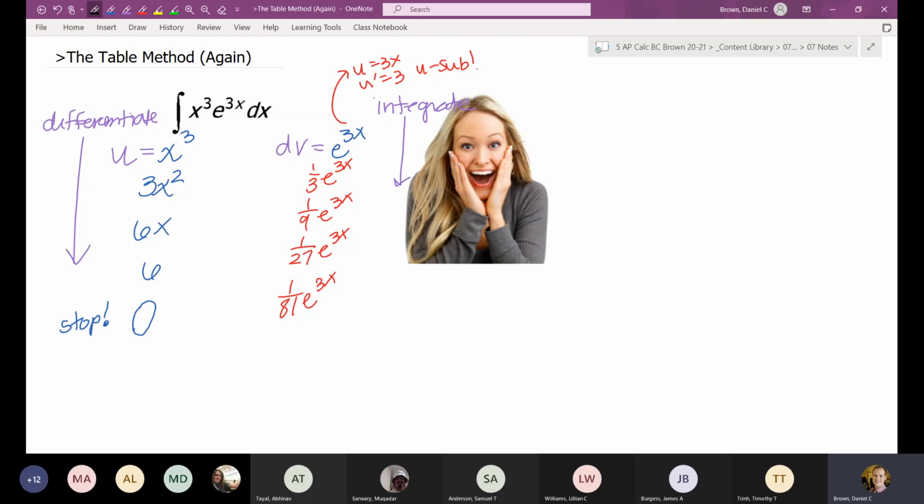So there's a setup that I have. We know that when we were choosing our u, if I think about LIATE, one of our factors is algebraic, that is the x cubed one. One of them is exponential, that's e to the 3x. Algebraic is the one that we want to be our u.